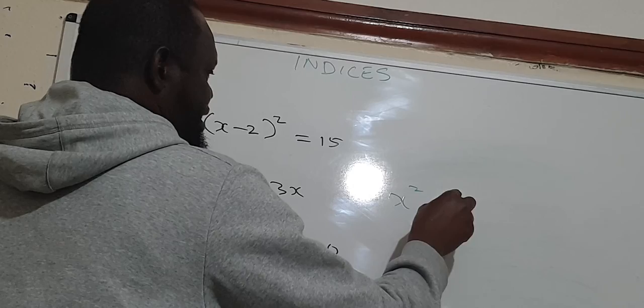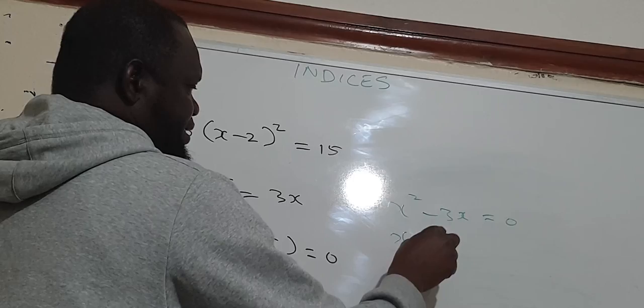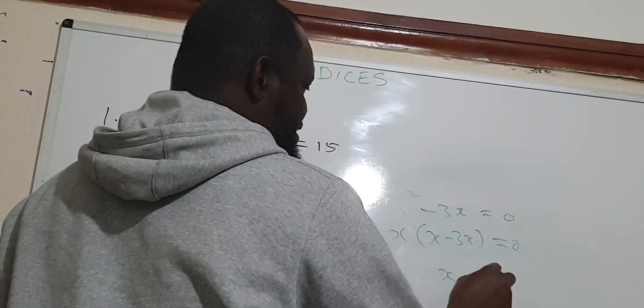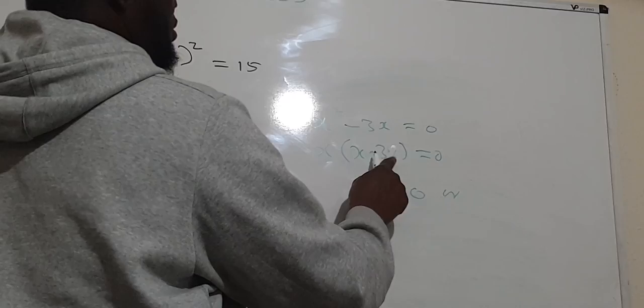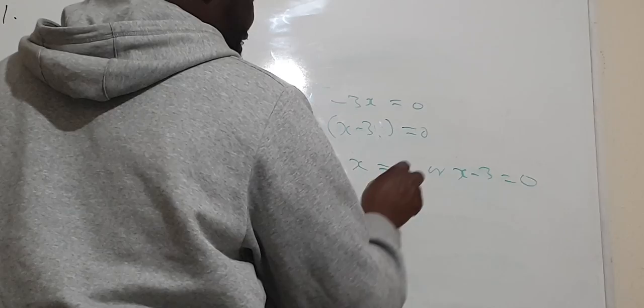x is equal to 0. When we did that, what did we do? We factorize it. It's equal to 0. Either x is equal to 0 or x minus 3 is equal to 0. Here x is equal to 0 or x is equal to 3.